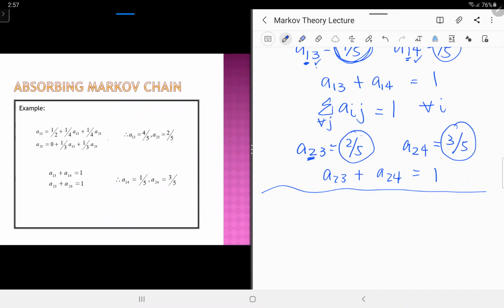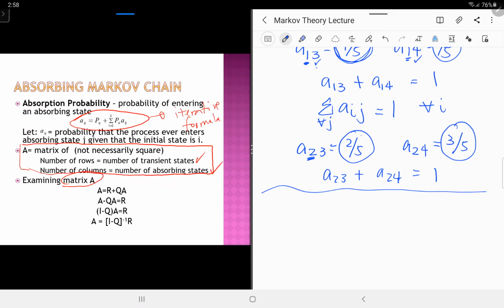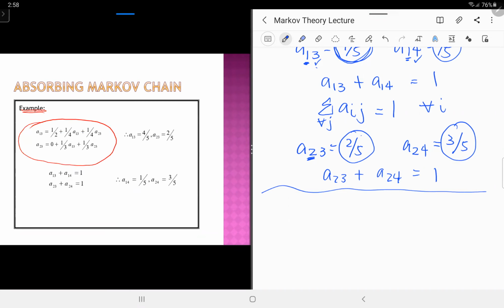Okay, so for this sample problem in your PowerPoint, as you can see here, it made use of this iterative formula, so you can just study this on your own. So if you apply this formula to solve for A13, then this is actually what you will get. These are the two equations that you will get to solve for A13.